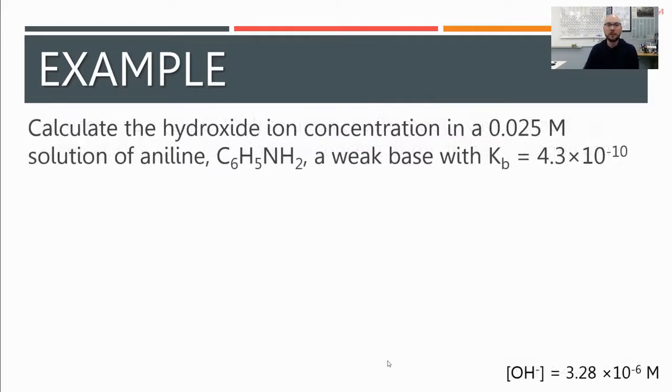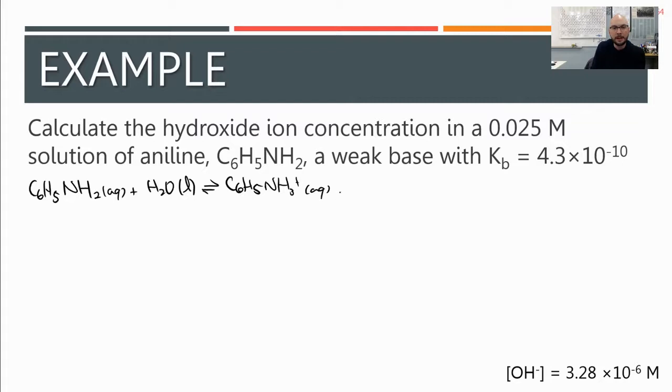All right, calculate the hydroxide concentration in a 0.025 molar solution of aniline, a weak base with a Kb of 4.3 times 10 to the negative 10. All right, we're going to do the same thing here. So we're going to start by writing our equation. C6H5NH2 aqueous plus water, right? Because we're having to use that Bronsted-Lowry definition. Gives C6H5NH3 plus aqueous and OH minus, initial change equilibrium.